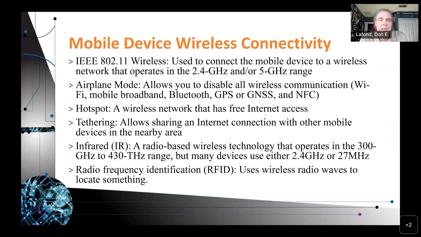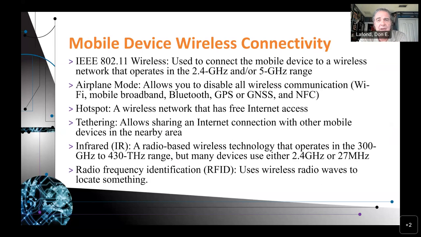Infrared, IR. A wireless technology that operates in the 300 gigahertz to 430 terahertz range, but many devices use either 2.4 gig or 27 megahertz. Infrared, you're familiar with it. You've been using a remote control forever. That's in this range for infrared.